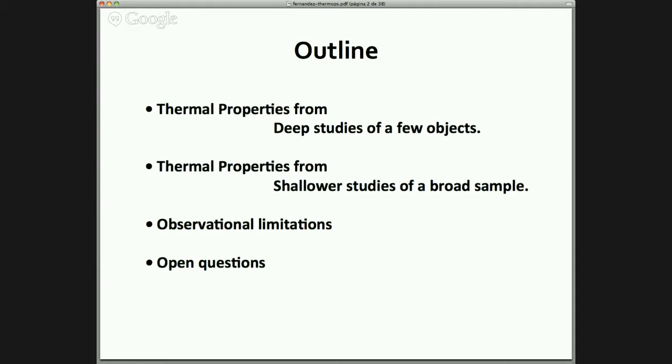I also wanted to talk about some observational limitations, and then I'll finish with some open questions that maybe we'll talk about today when we talk about icy bodies.